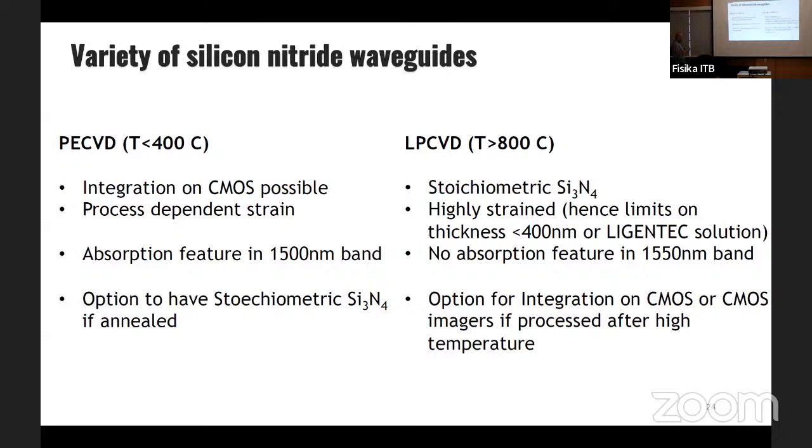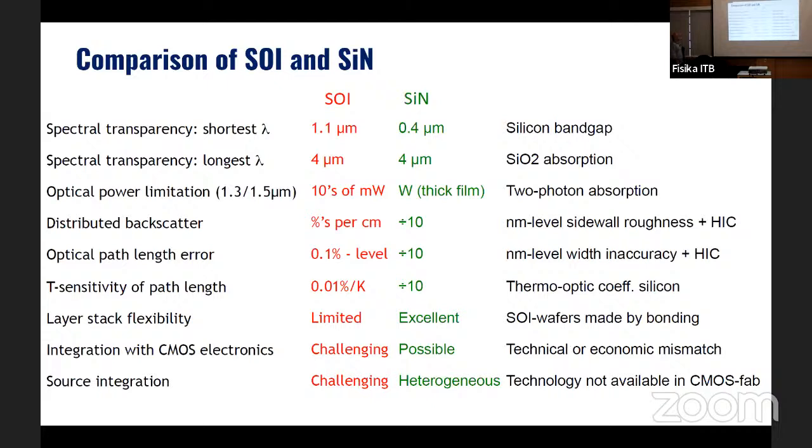I think we have discussed almost everything here. So this is just a comparison of silicon oxide and silicon nitride. Again, made by a foundry in silicon nitride, so it's a bit biased. But you can access the short wavelength and the longest wavelength. Some people want to do sensing in the mid-infrared because there is a lot of absorption of gases there, and so on and so forth.